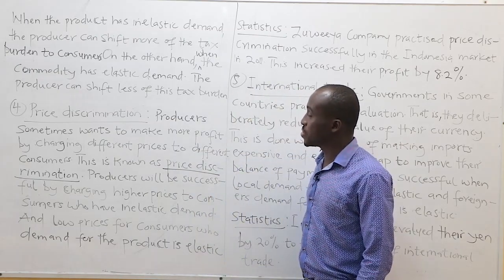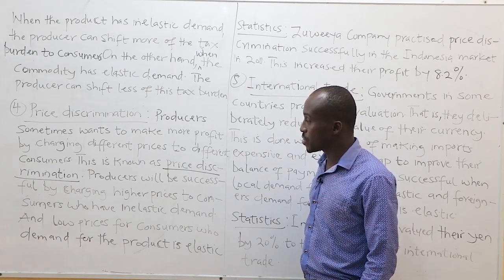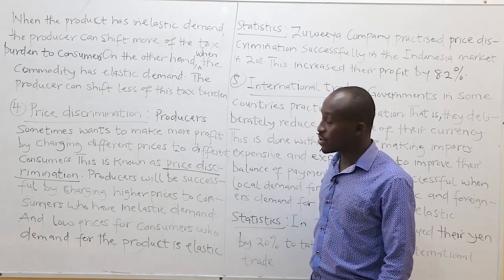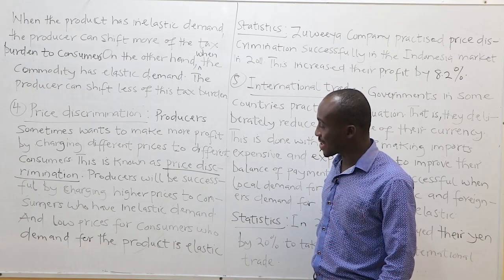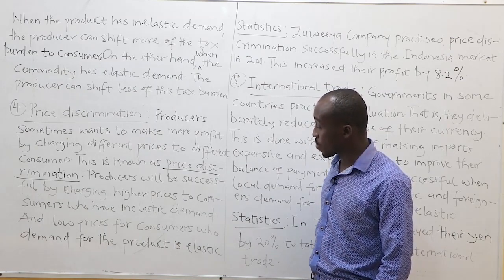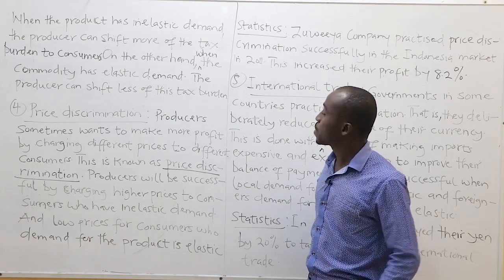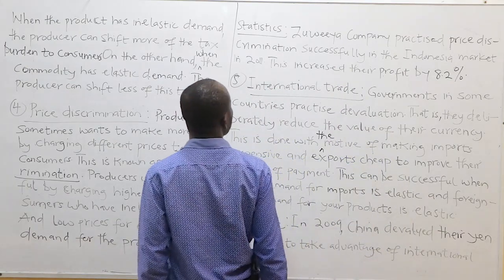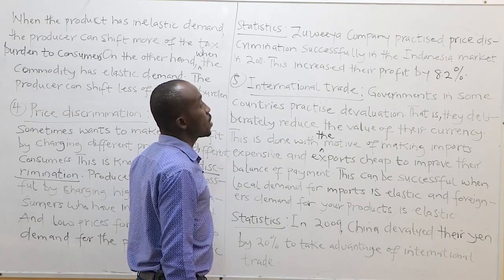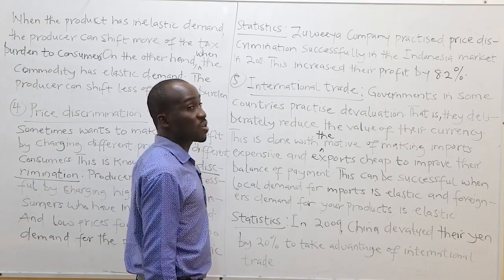For price discrimination, producers sometimes want to make more profit by charging different prices to different consumers. This is known as price discrimination. Producers will be successful by charging a higher price to consumers who have inelastic demand and a lower price to consumers whose demand for the product is elastic. So look at case studies. A company practiced price discrimination successfully in the Indonesian market in 2011. This increased their profit by 8.2%.